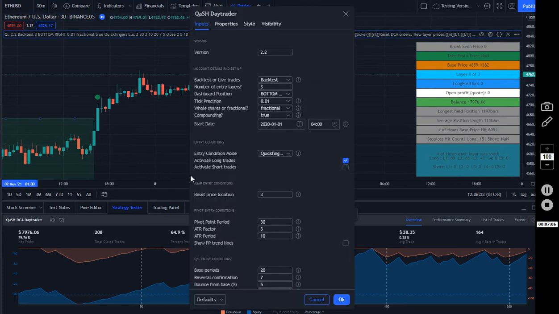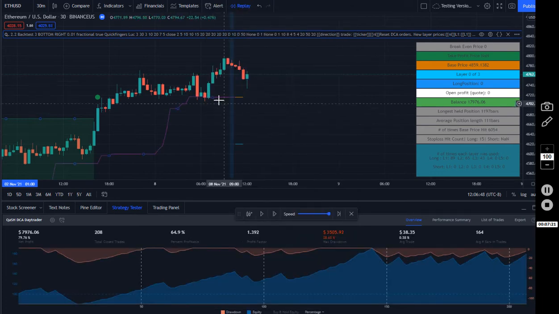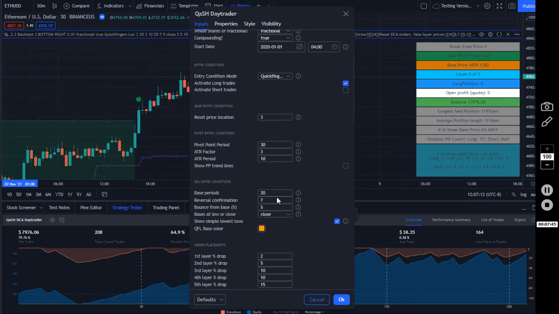And if you look at this, we can turn on some additional information here. So this purple line will show you the location of where the base is going to be plotted. So it tracks the location of all the bottoms, and then it doesn't convert into a legit base until the bounce has occurred.